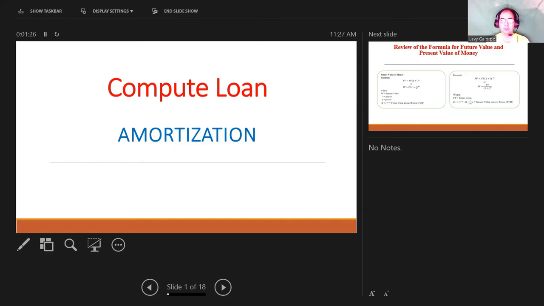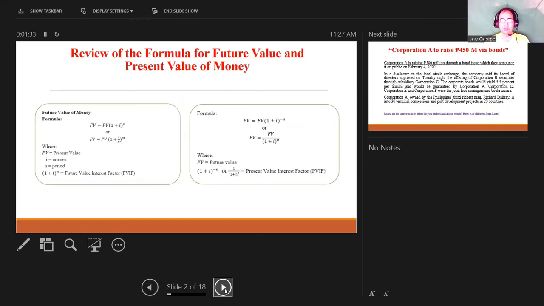First, let us have a review of our lesson last week. So our topic last week was about the present value of money and the future value of money. And here are the formulas in computing the future value of money and the present value of money as shown in the screen of your computers.